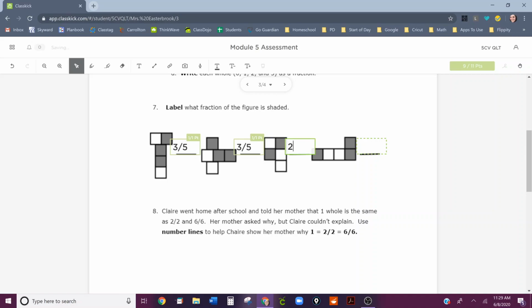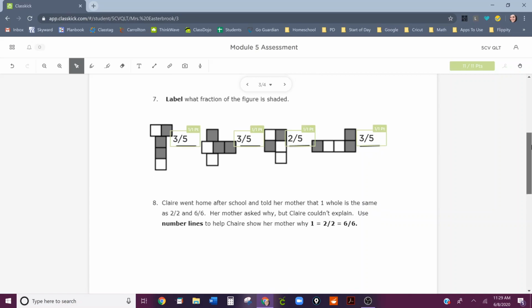2 pieces shaded here out of 1, 2, 3, 4, 5. 2/5, and over here, once again, 3 pieces shaded out of 1, 2, 3, 4, 5. So even though the squares were the same size, 3 of those fractions ended up being 3/5. So it doesn't matter where you move the squares to, as long as the shaded amount stays the same. So that was just kind of what number 7 was showing, that you can have the same fraction represented in different ways depending on what your shape looks like.